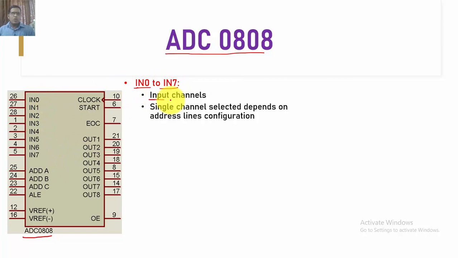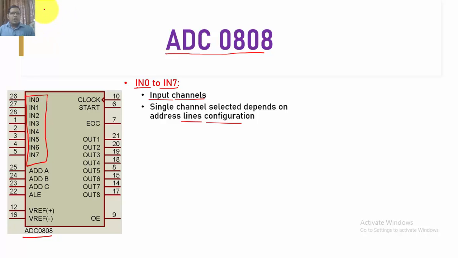These are basically called what? The input channels, right? So this IN0 to IN7, a total of 8 input channels are there with me, right? And at a time, one input channel is selected depending upon the address lines configuration.